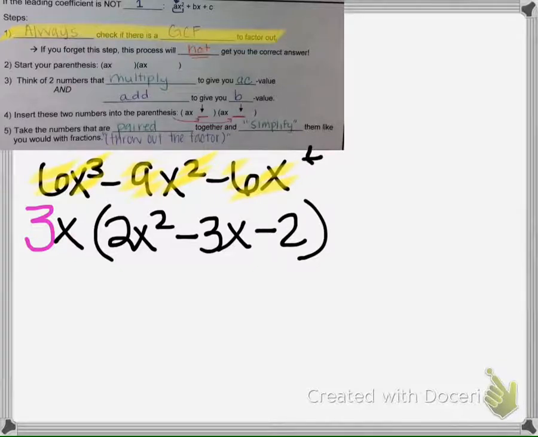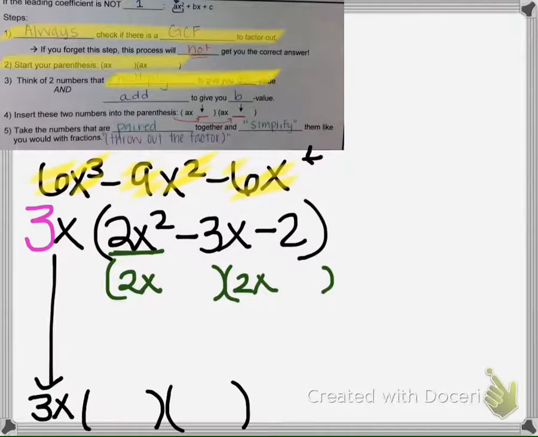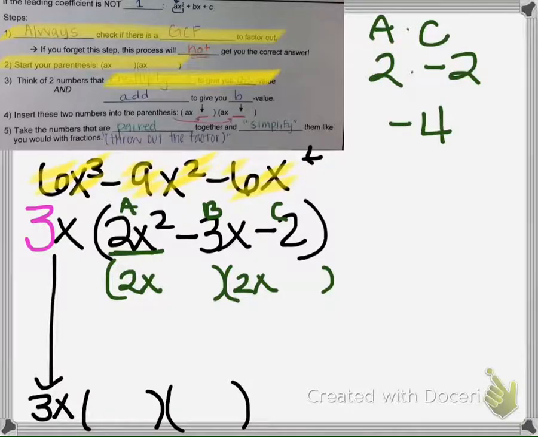Now this 3x is not going anywhere, so I'm going to leave it so that I remember that it will need to be part of my final answer. And now the next step is we are going to start our parentheses like this. Whatever this is goes in the front. And then next we're going to multiply a and c. So this is a, this is b, and this is c. So 2 times negative 2 is negative 4. So now we're going to write our factors of 4.